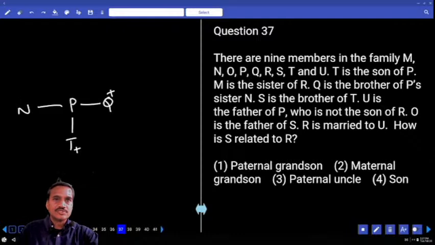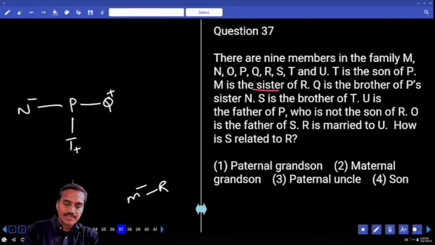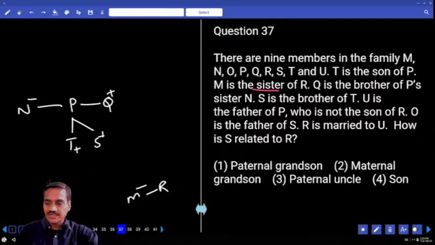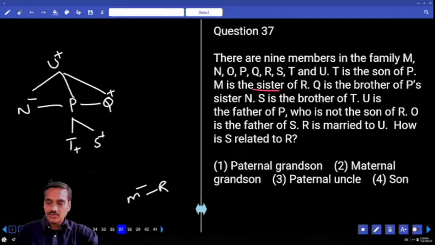Is it clear? Q is the brother of whom? Brother of P, who is having a sister N. And T is the son of P. M is the sister of R. S is the brother of T. Now this S is the brother of T. U is the father of P. Now this U is the father of these 3 persons, N, P and Q.